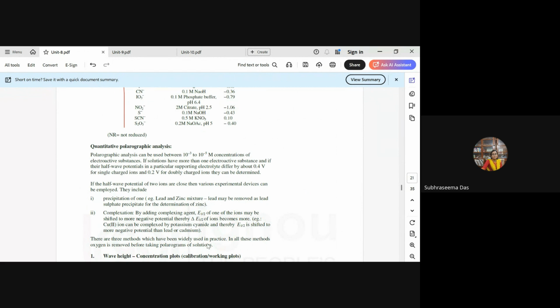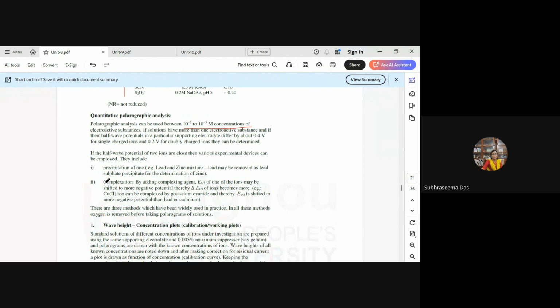Then coming to quantitative polarographic analysis. Polarographic analysis can be used between 10 to the power minus 3 to 10 to the power minus 5 molar concentrations. If the solution has more than one electroactive substance, and if their half-wave potentials in a particular supporting electrolyte differ by about 0.4 volt for a singly charged ion and 0.2 volt for a doubly charged ion, then they can be determined.